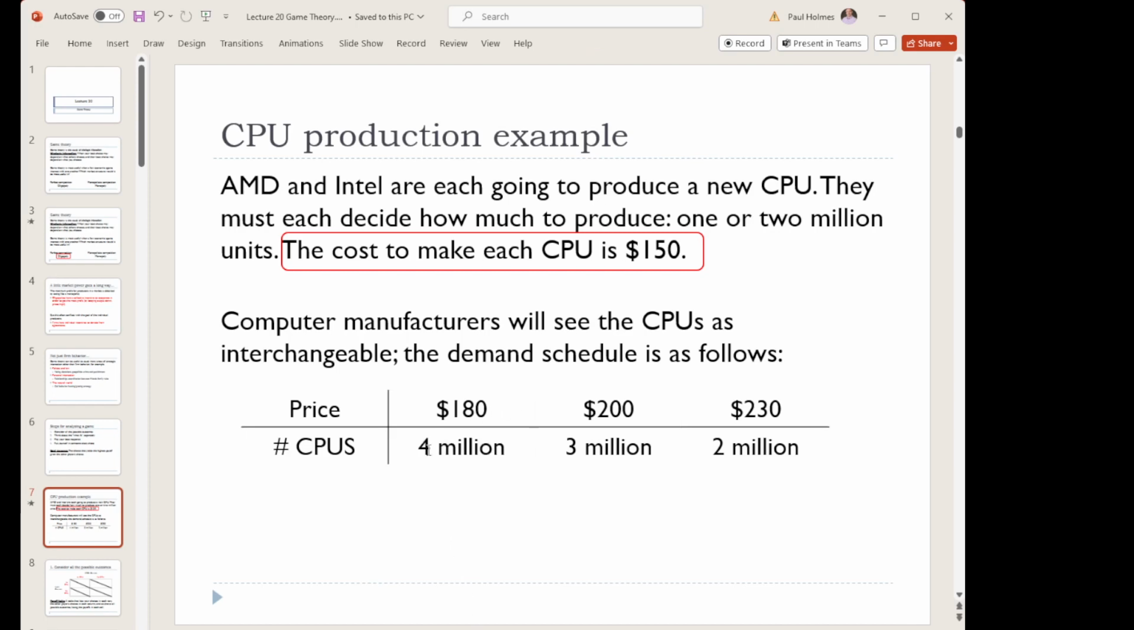So if both firms produce 2 million, there will be a total of 4 million produced, and hence the price will be $180. If each of them produces 1 million, then a total of 2 million will be produced, and the price will be $230.